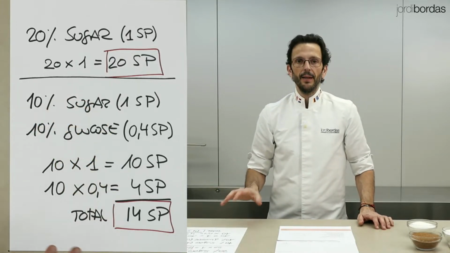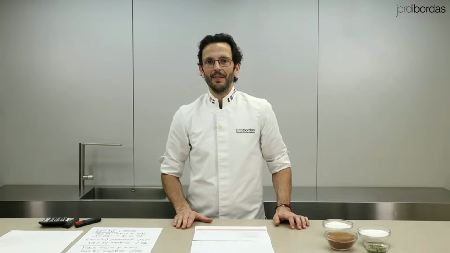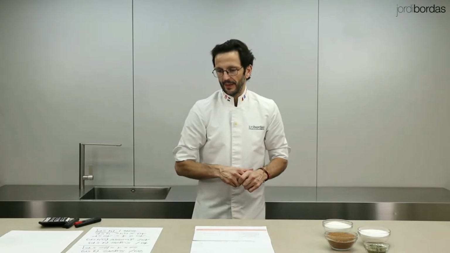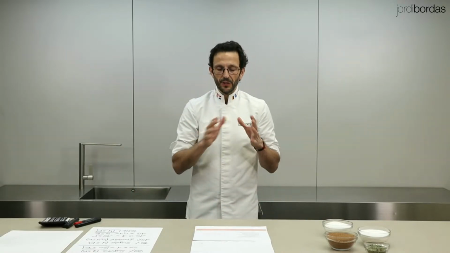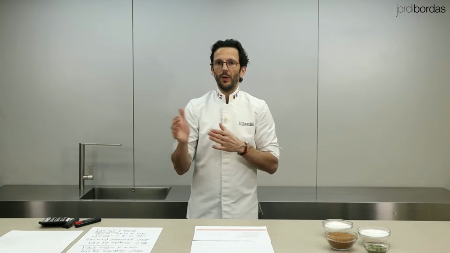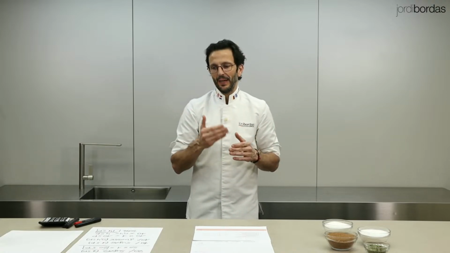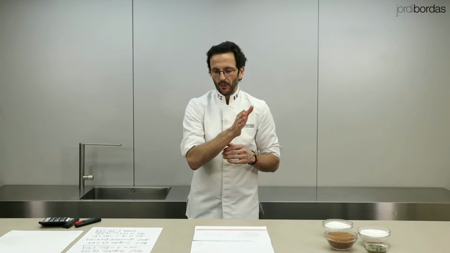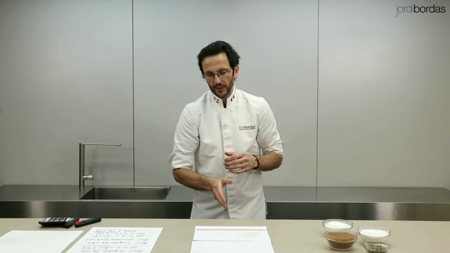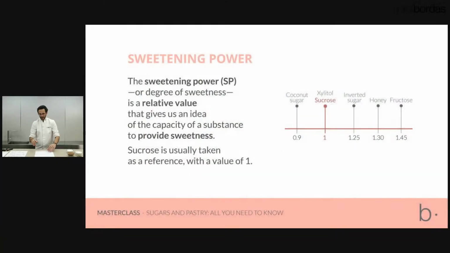I think that here I already explained it, the sweetening properties of the sugar, and just keep in mind that it depends what kind of sugars you are going to use. Each sugar can have different sweetening properties. Here we shared with you coconut sugar, xylitol, sucrose, inverted sugar, honey, and fructose. Okay.